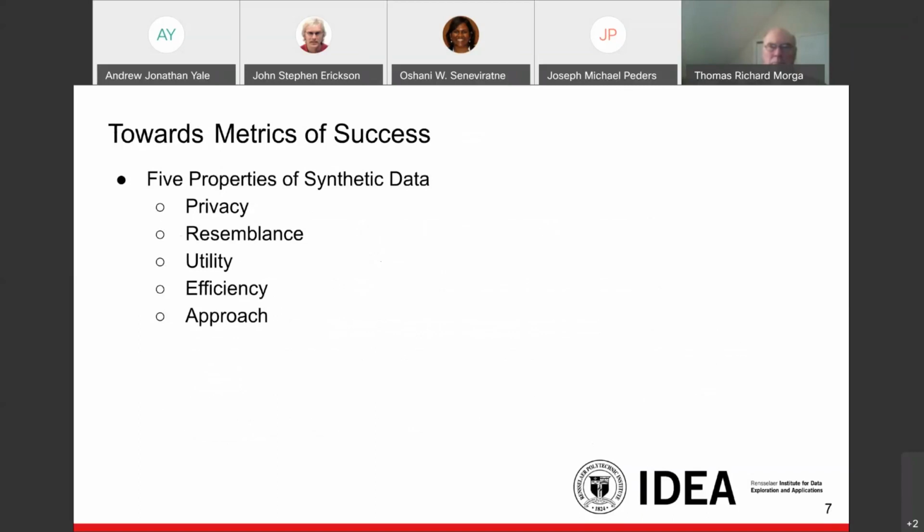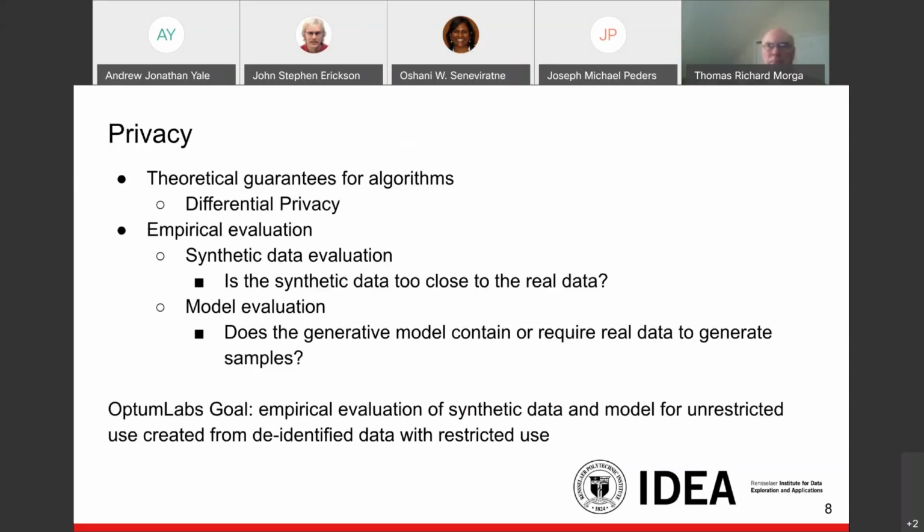So, defining metrics of success. We have five different properties of synthetic data that we want to focus on: privacy, resemblance, utility, efficiency, and approach. We'll go through those one by one. First, privacy. This is the most important, especially when we're talking about real medical data and laws such as HIPAA and GDPR. First and foremost, we want to protect the privacy of the patients.